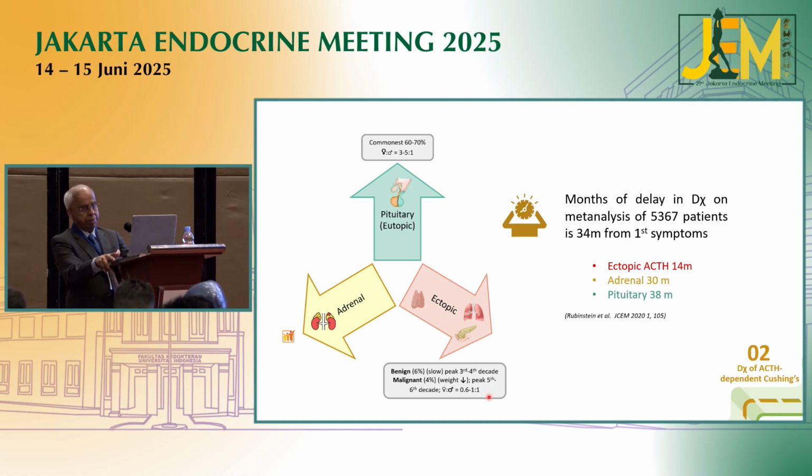Cushing's can be delayed in diagnosis. This is a more recent publication. It seems we pick up ectopic much earlier, at 14 months. We take longer to diagnose pituitary Cushing's because they are slow and evolving.